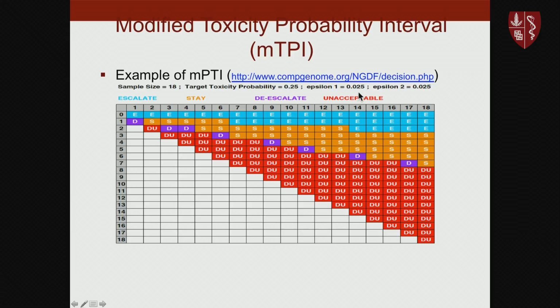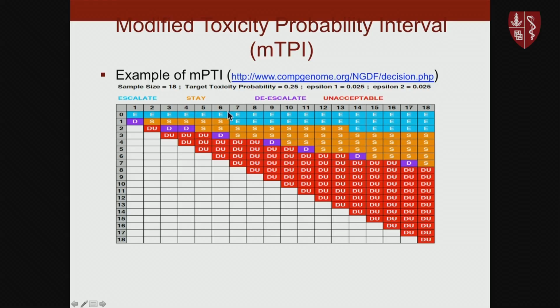Then what is your lower bound? I say 2.5%, and the upper bound 2.5%. Once I enter that, it creates this table for me for each cohort. Basically, this is the escalate rate, so that's how you move up. This is the stay, which means you continue at the current dose, and there's de-escalation. You can say, okay, this is too high, I want to go to the dose before. And anything in red says never test this dose anymore, which is much harsher.